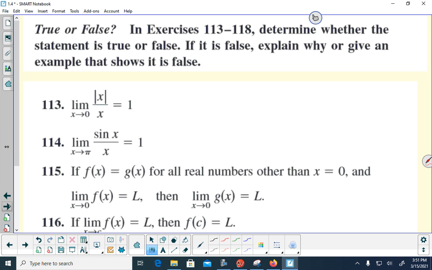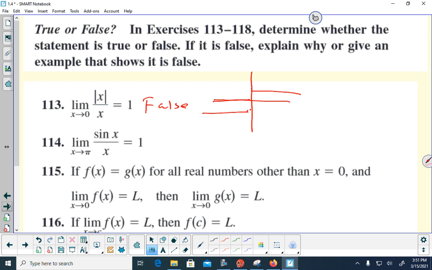Okay, the next ones are true and false. The limit of the absolute value of x over x as x approaches 0 is 1. That is false. Because if I'm graphing this, from the left it's going to approach negative 1. From the right it's going to approach positive 1. Since I'm not approaching the same number, the limit does not exist.